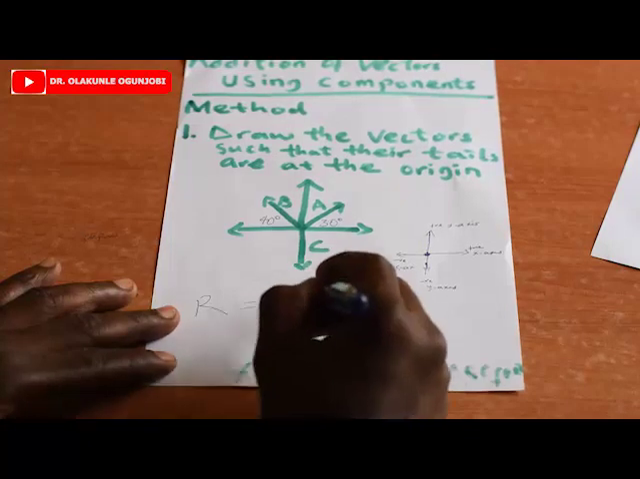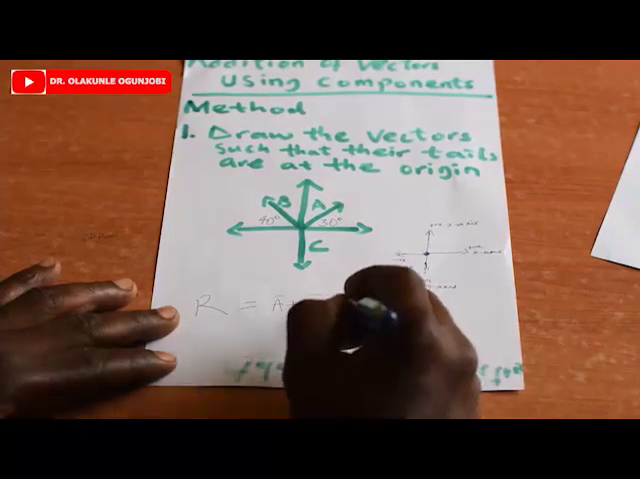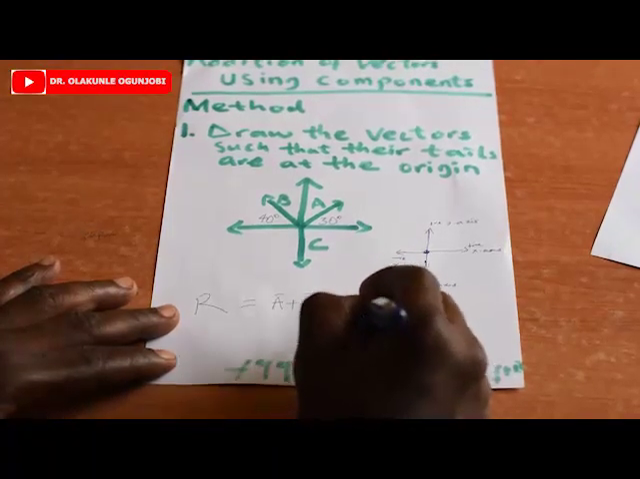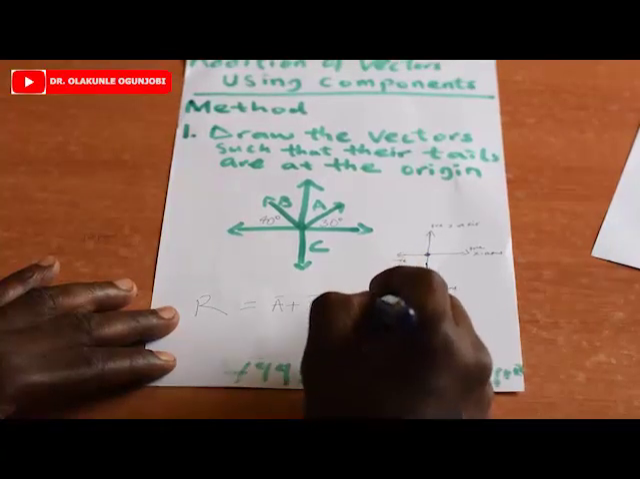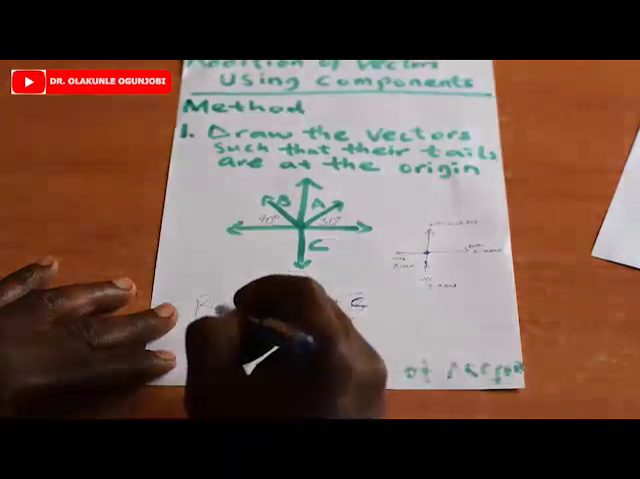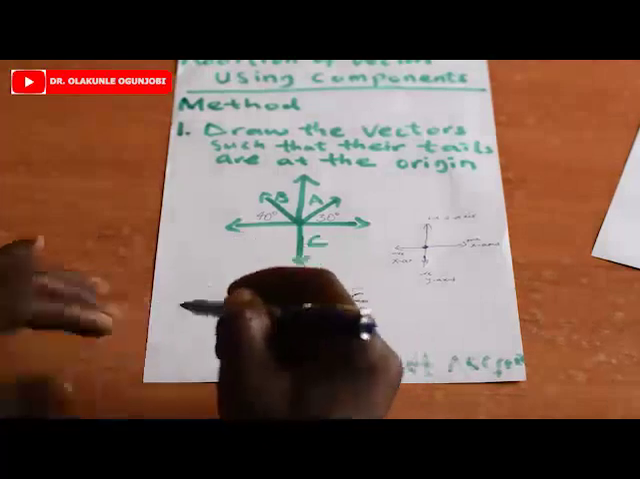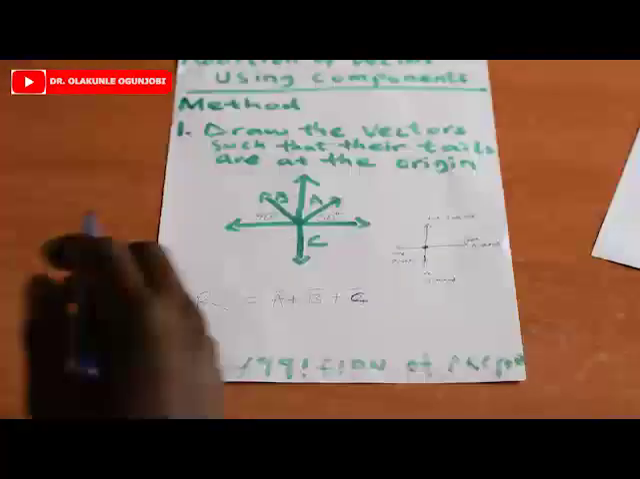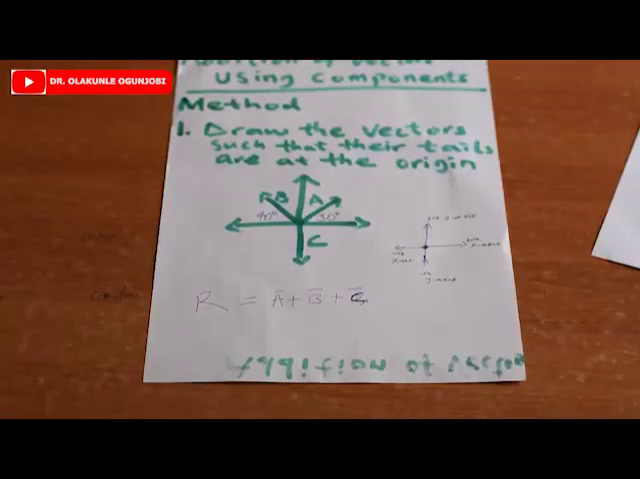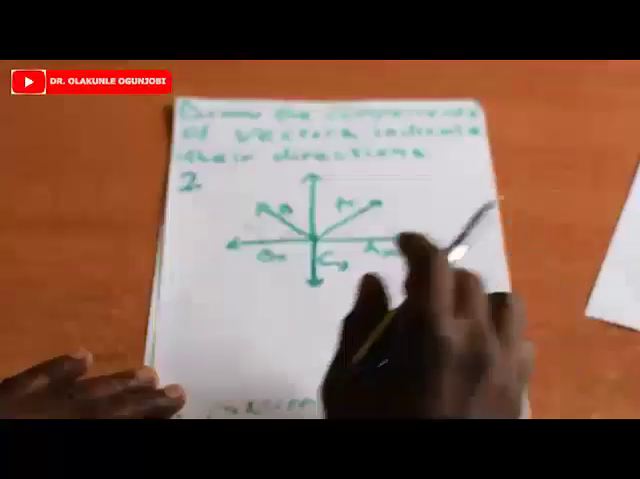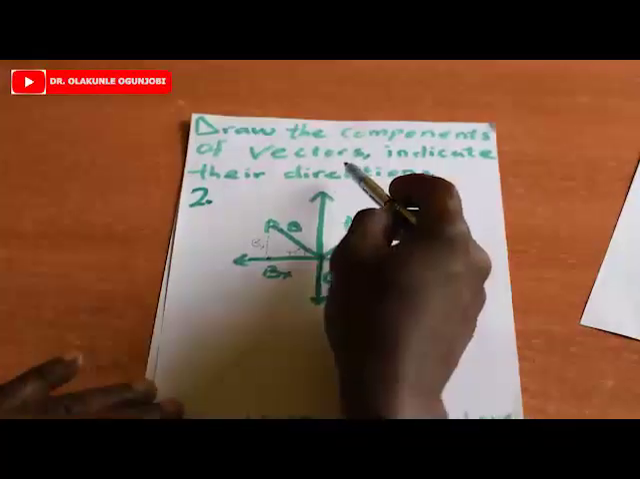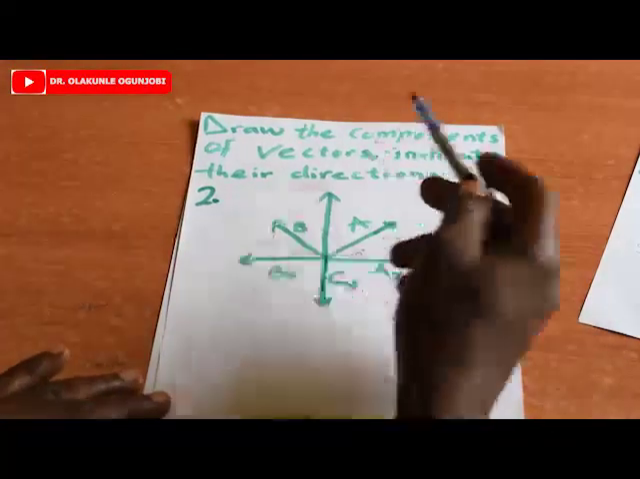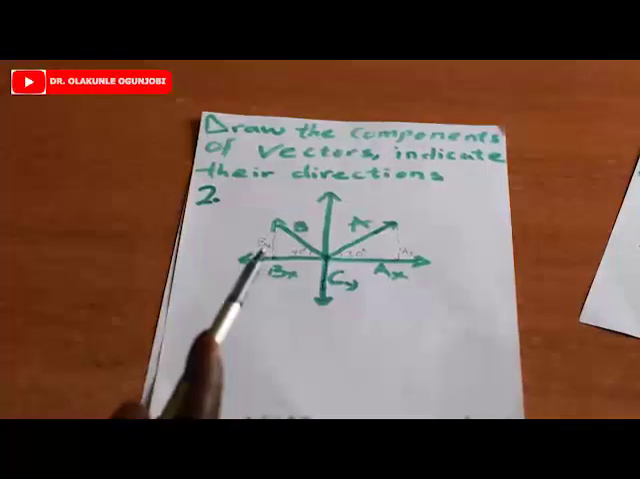A plus vector B plus, of course, vector C. So that's the first step. The second step is you should draw the components. Draw the components of vectors and indicate their direction.